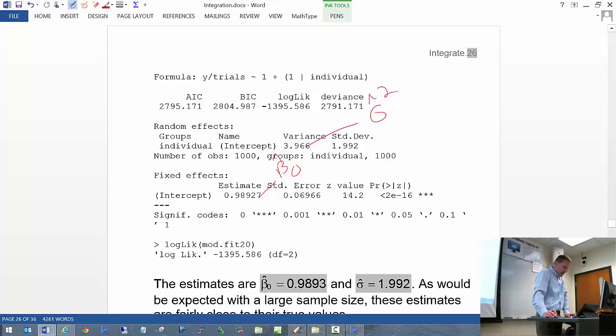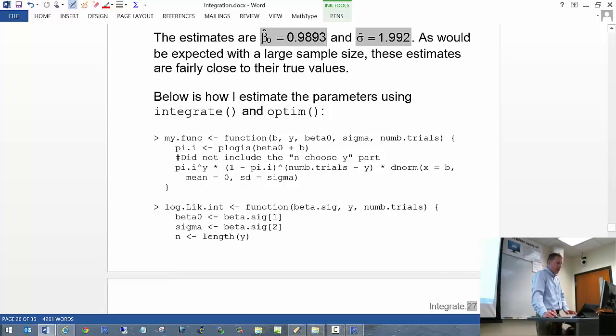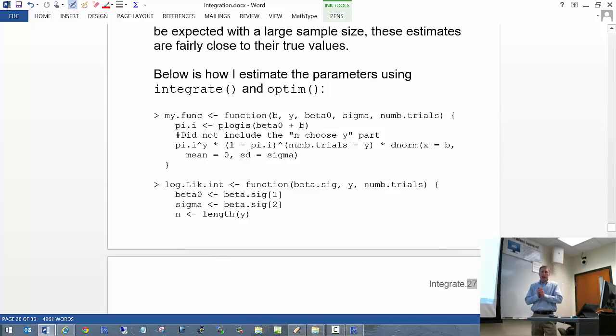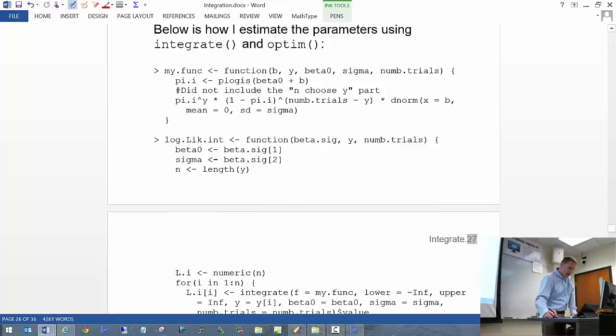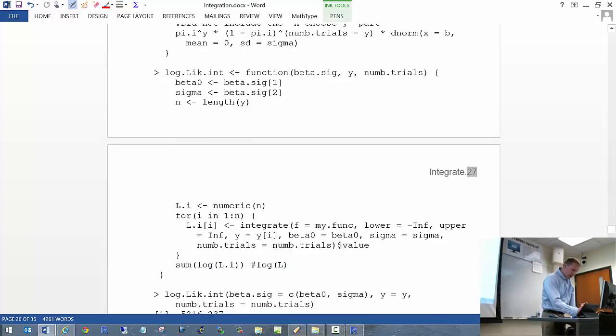Okay, so let's look at how we can do this without the glmer function, and use integrate and optim. I think this is very helpful to do because it helps you get beyond just using PROC NLMIXED or the glmer function, and makes sure that you understand what this likelihood function is and what you're actually doing to it. So actually, let's look at the log likelihood function.